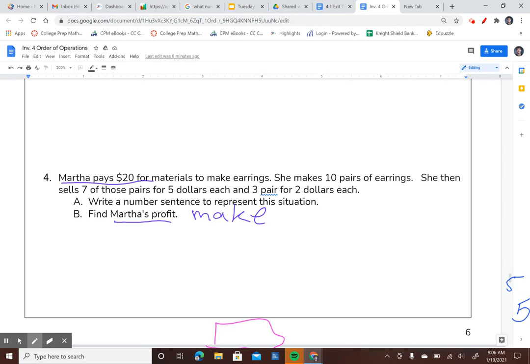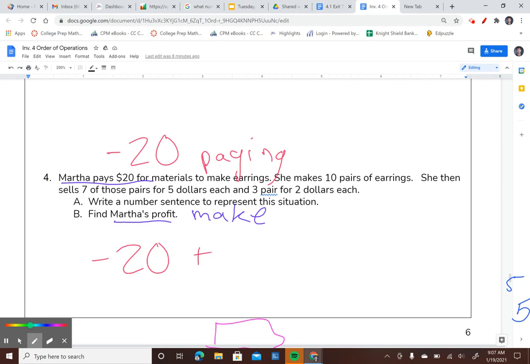So she had to pay $20. So here we're at negative 20. So that's how much she's paying. And she makes 10 pairs of earrings with those $20 she spent. And then she sells. So now she's making money back. 7 of those pairs for $5 each.